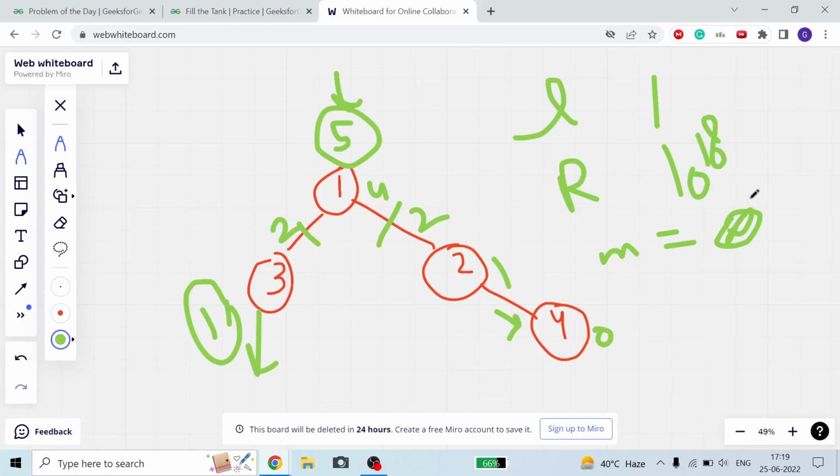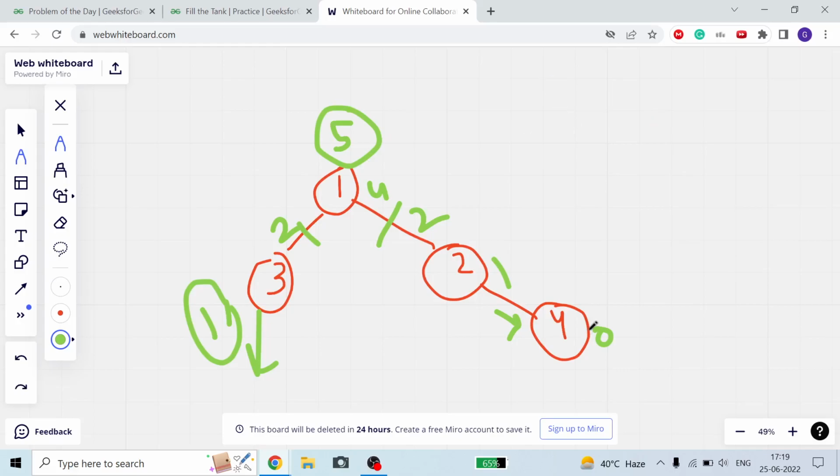If it is possible, then I will decrease R, else I will increase my L. Okay guys, this is one way of doing this problem, but we are not using this way. We just solve it in a non-binary-search way. Using binary search, it will take n, the number of nodes or number of tanks, and log S.